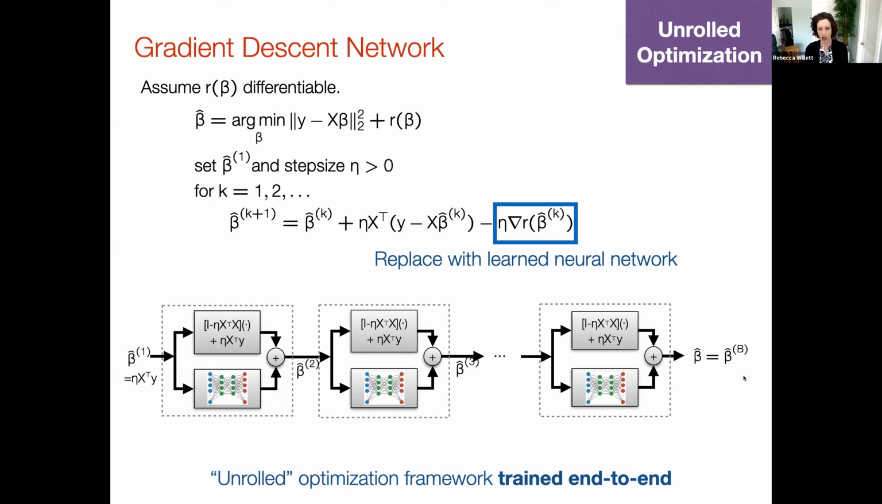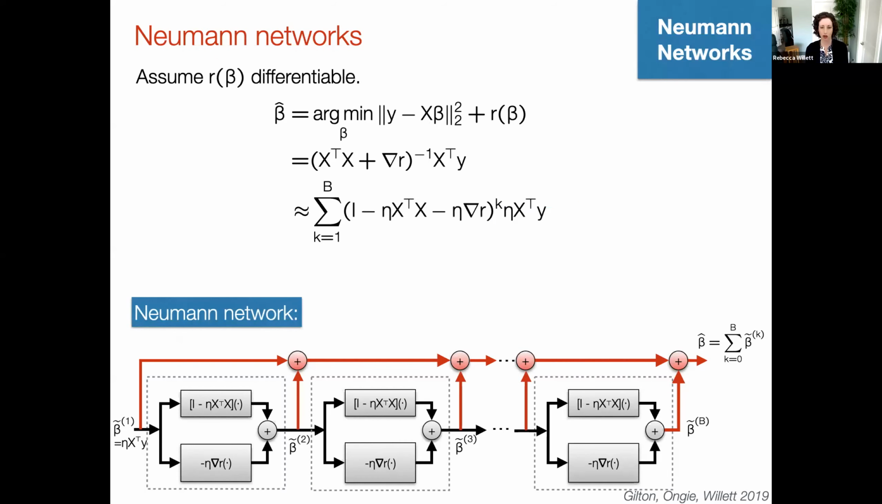Okay, so we're going to come back to this in a few minutes. But first, I want to describe a different approach that we call Neumann networks. So again, we start with the assumption that R is known and differentiable. Think about what we would do in that case, and then we start to modify it.